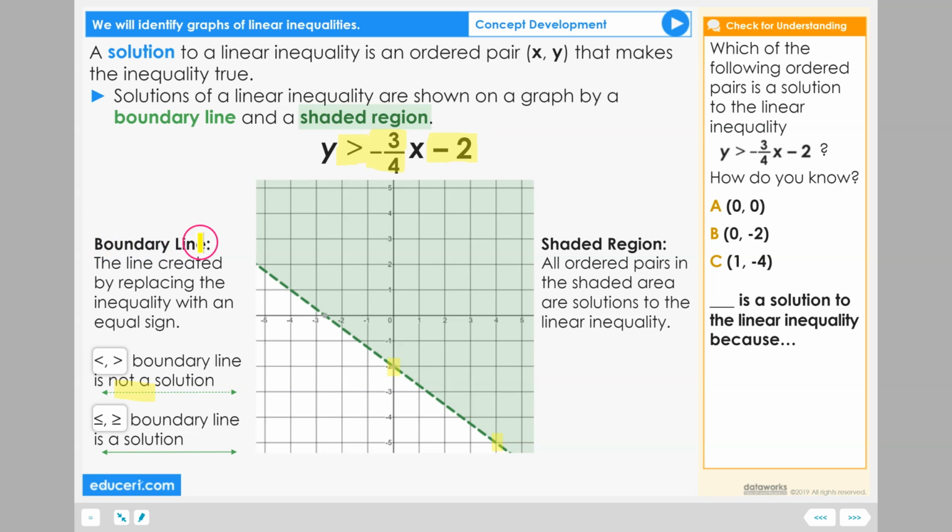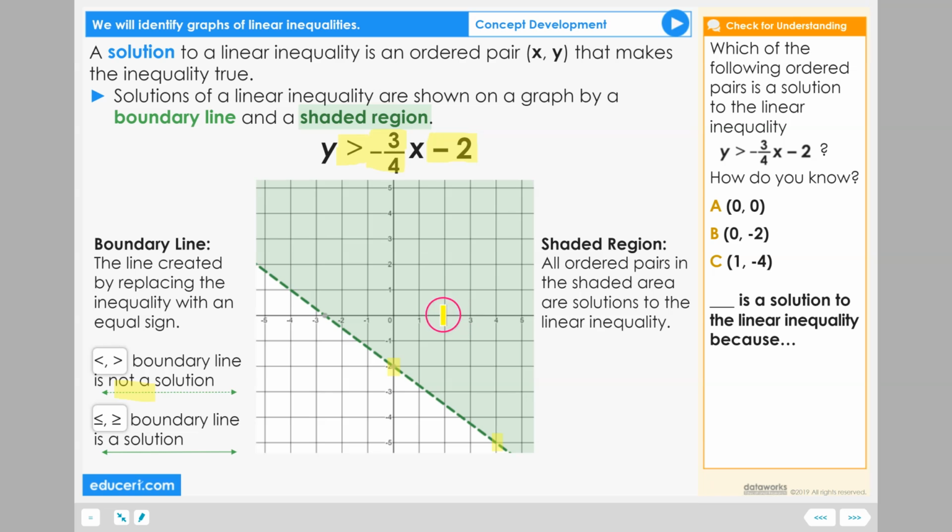Once you have your boundary line, the other part of the graph is the shaded region. The shade will either be above the boundary line or below the boundary line, and this is the region where all ordered pairs in this shaded area are solutions to the linear inequality.